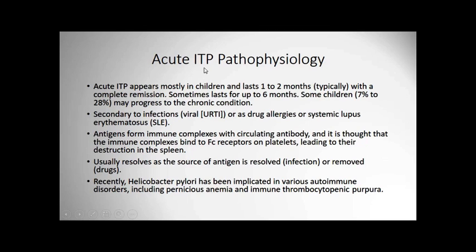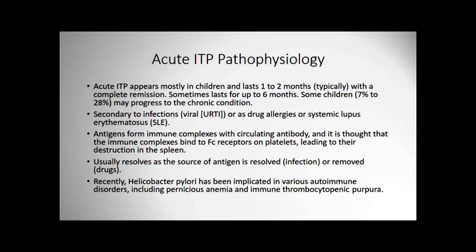Acute ITP appears more commonly in children, and is a self-limited condition that lasts, in most cases, from 1 to 2 months. That is the typical presentation, and there is a complete remission. It's a self-limited disease. Some children can have this condition up to 6 months, and some of them, 7 to 28%, may progress to a chronic ITP. But in most cases, remember, it typically stops at 2 months without any complication.